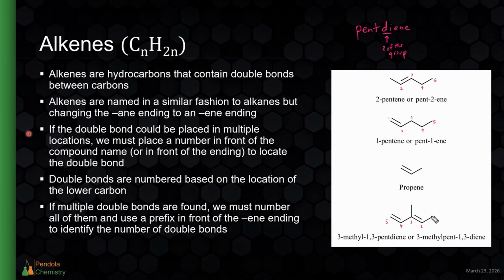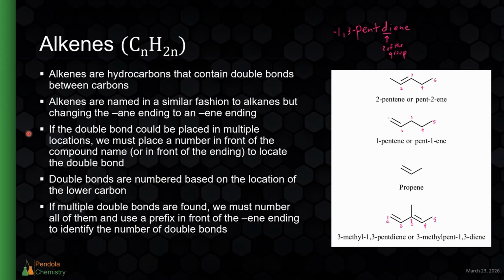Since we started with, oops, actually I started on the wrong side, and I just noticed this. Because if we start here, then the first double bond is in carbon 2, but if we start from the left side, 1, 2, 3, 4, 5, then the first double bond is in carbon 1, so it's a lower number. So the first double bond is in carbon 1, the second double bond starts at carbon 3. So this is not going to just be pent-diene, it's going to be 1,3-pentadiene.